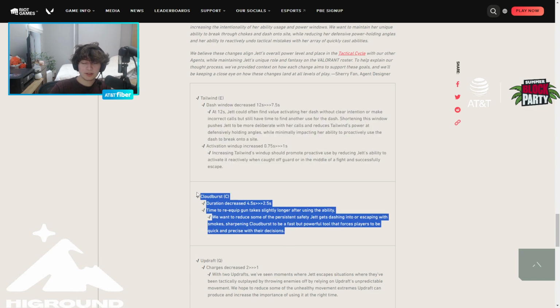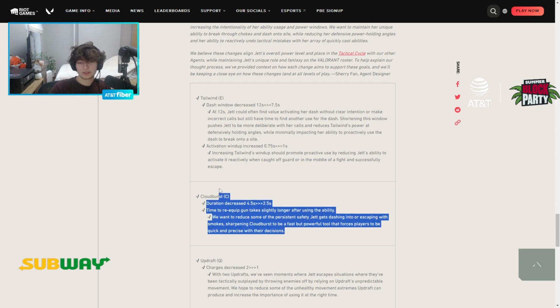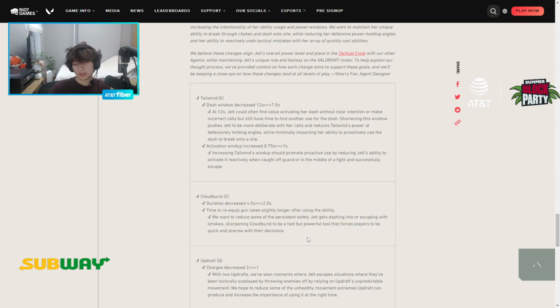I think what they're trying to do is still make her the opping agent, where you get a pick and then you can dash away if you have an angle. But then the entry part is going to get nerfed so that other agents like Neon, I guess even Yoru, all those other agents can see more play for entering. But hey, what do I know?